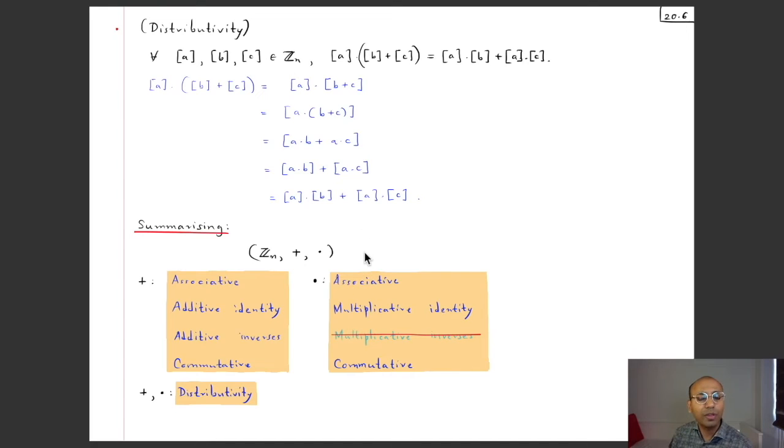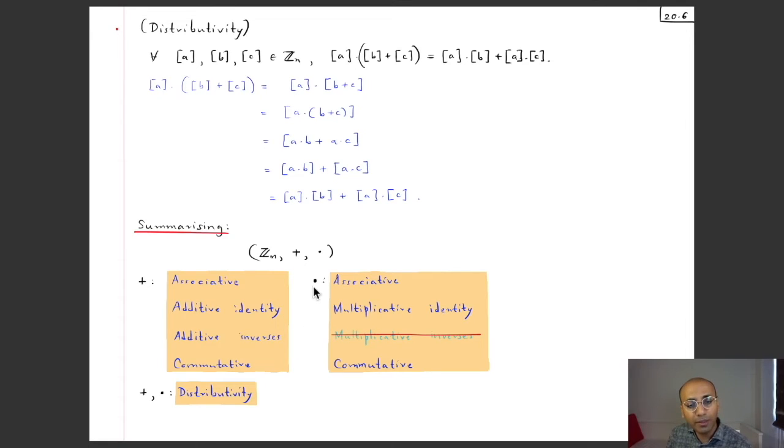So let us summarize what we have just learned. Zn is the set of integers modulo n. So it is the set of all equivalence classes under the equivalence relation of congruence modulo n. And we have just defined these two maps of addition modulo n and multiplication modulo n, and we have learned that these maps have the following properties. First of all, addition modulo n is associative. There exists an additive identity element, namely the equivalence class containing 0. Every element in Zn has a corresponding additive inverse, and addition modulo n is commutative.